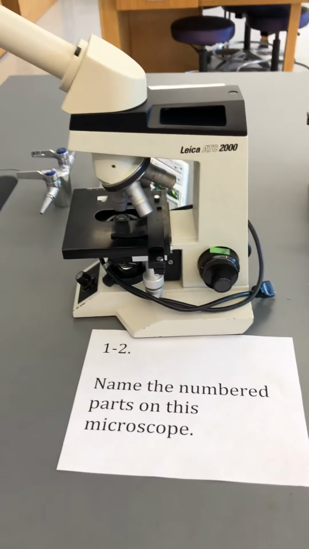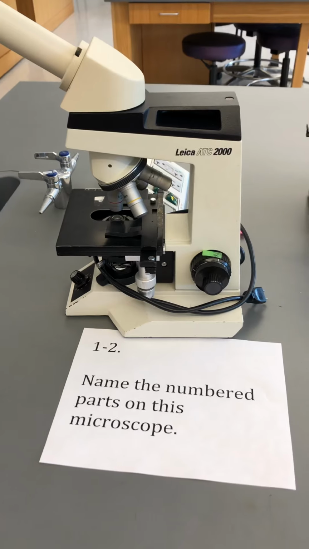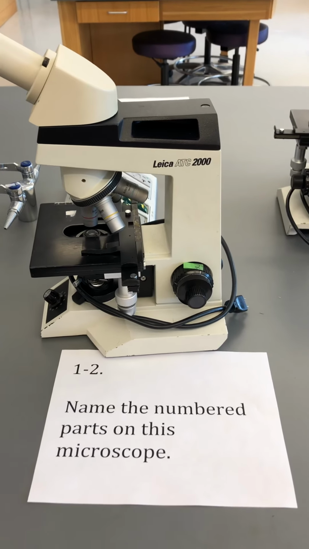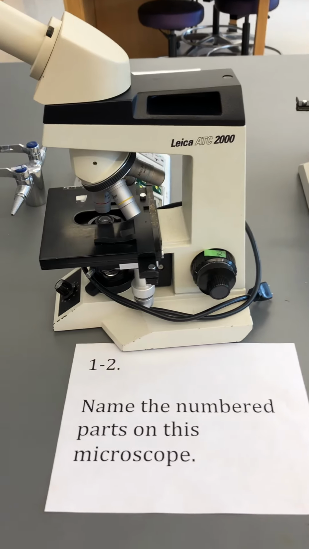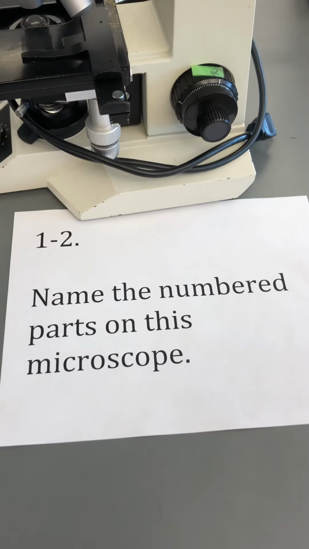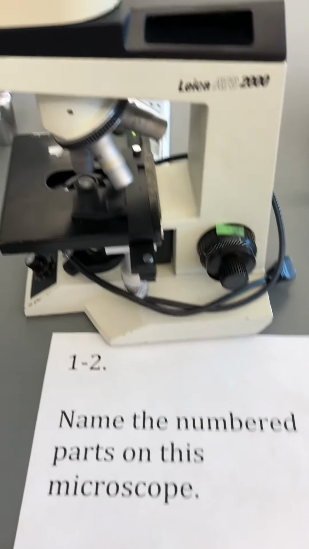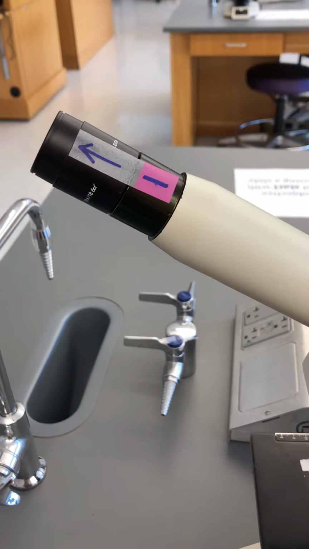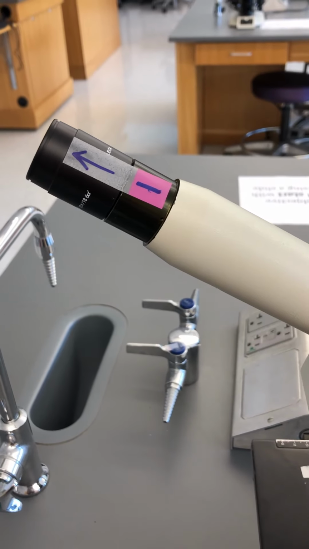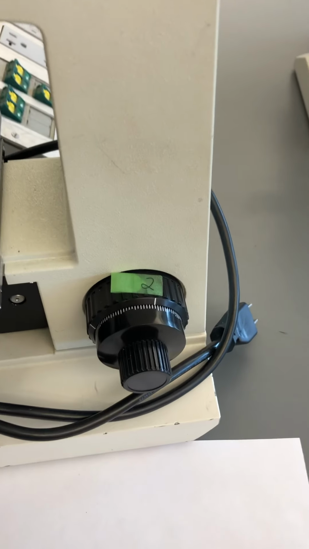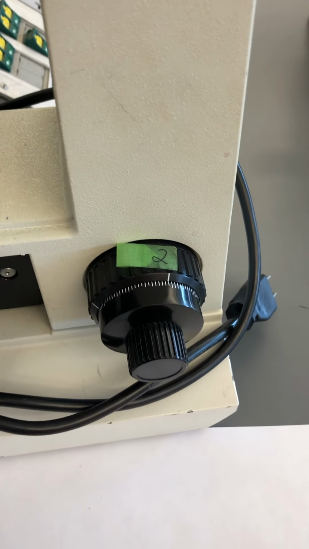This is quiz number 2. It's on the microscope, the parts of the cell, and cell division. So question 1 and 2, name the parts on the microscope, parts that are numbered. Number 1 is the ocular or eyepiece. And number 2 is the coarse adjustment knob.